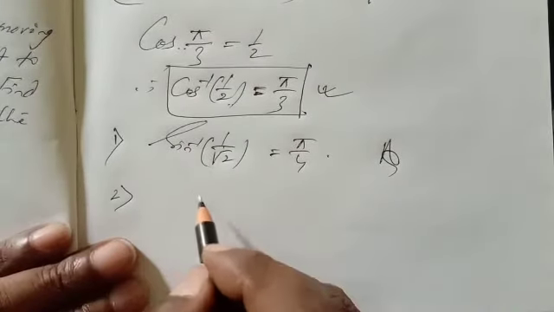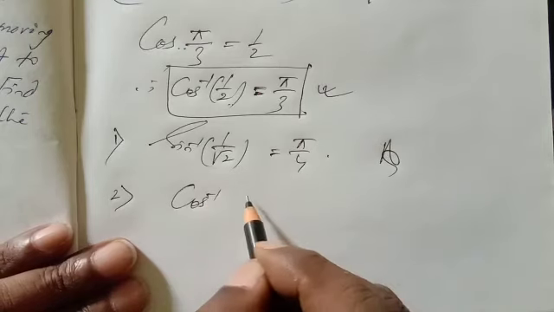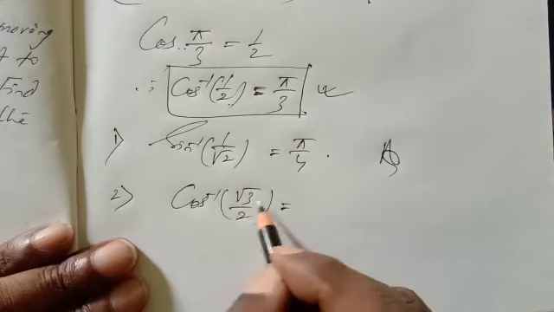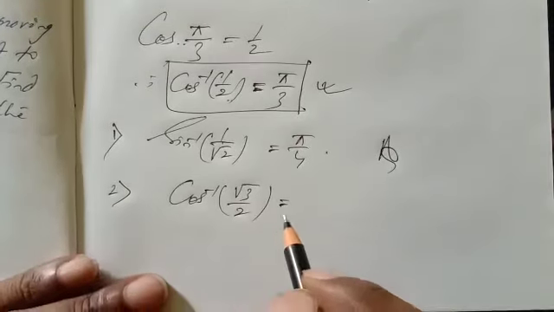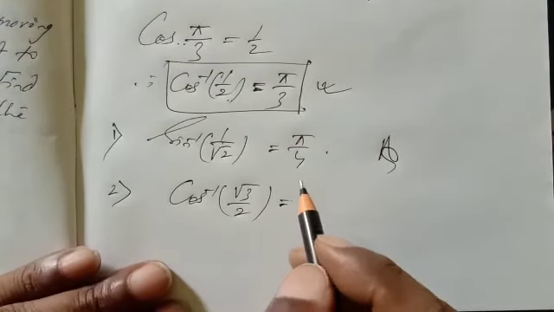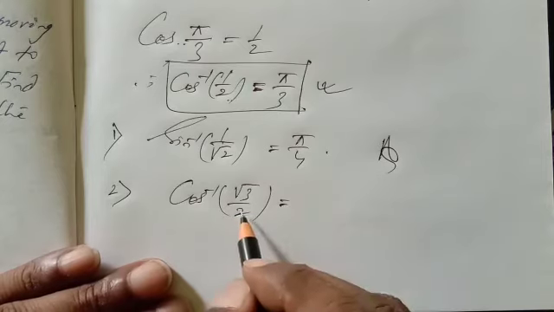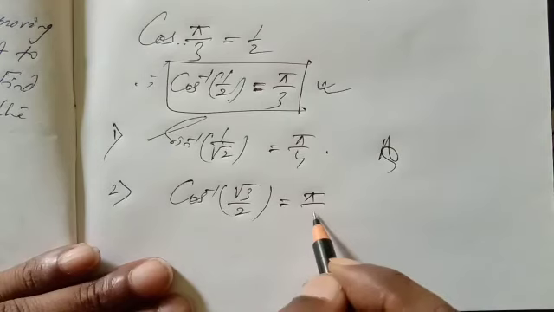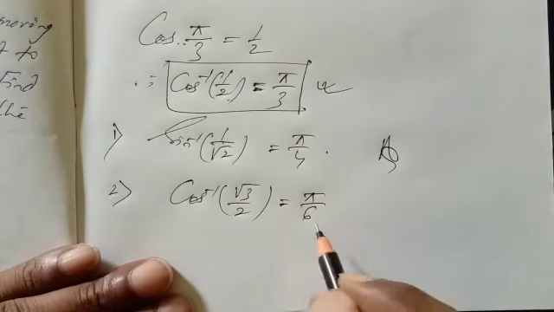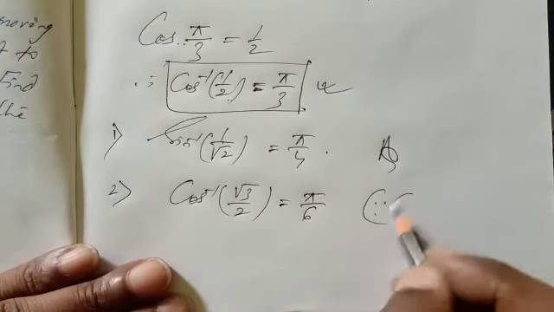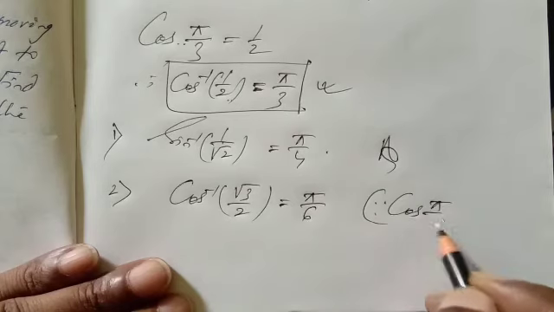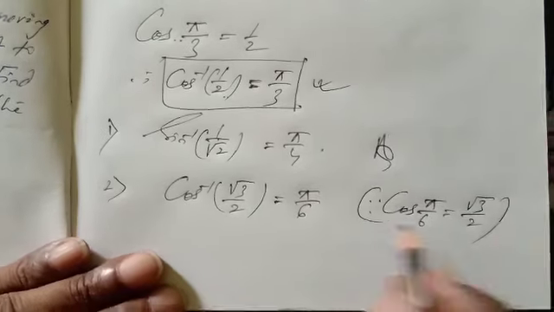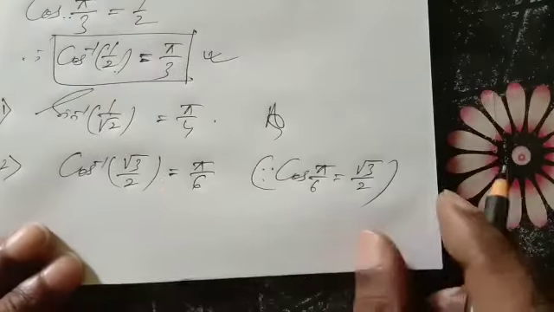Number 2. Suppose it is given cos inverse root 3 by 2. Means cos of how much is equal to root 3 by 2. Cos 60 is 1 by 2. Cos 30 is root 3 by 2. Cos 30, 30 degree means pi by 6. Pi by 6. Because cos 30, cos pi by 6 equal to how much? Root 3 by 2. If you know these values, then easily you can tell.